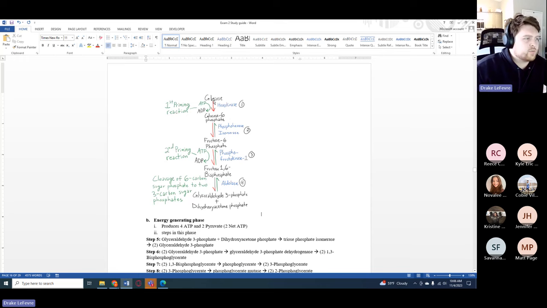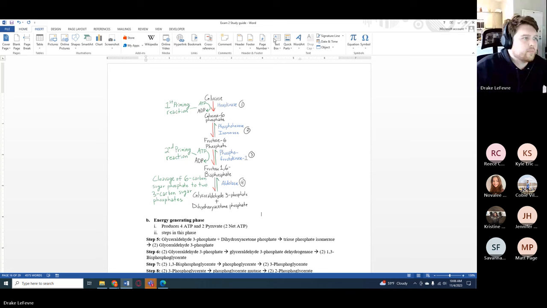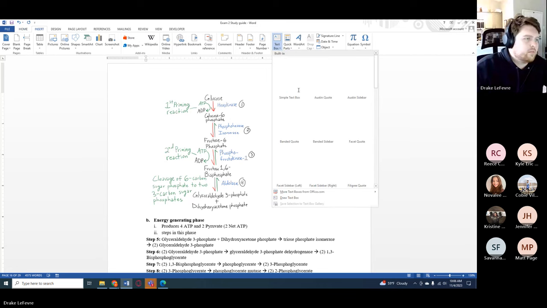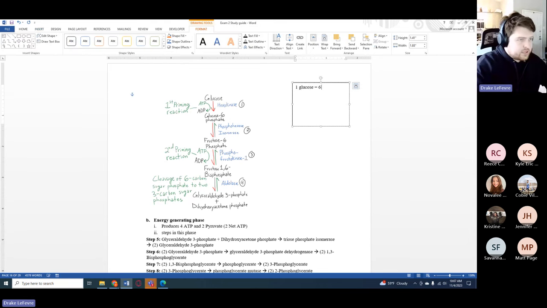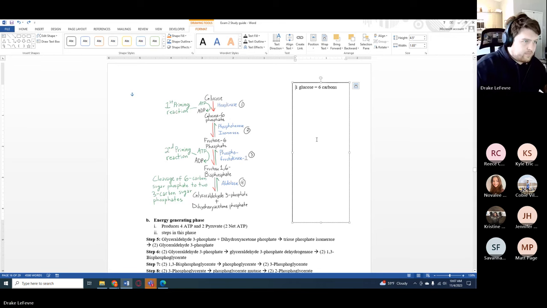One more thing about the priming phase that's really important to understand is that each glucose has 6 carbons. One glucose equals 6 carbons. And then we break them down into glyceraldehyde 3-phosphate and dihydroxyacetone phosphate. We now have 2 3-carbon molecules here. Very important to understand this in one more minute when we continue with this.